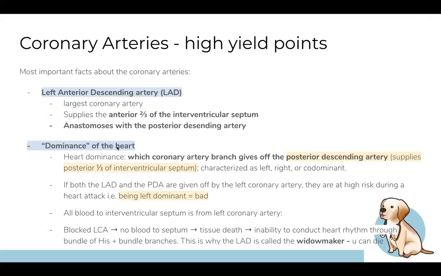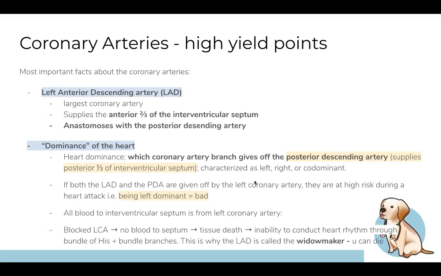So this whole concept of heart dominance is extremely important. Heart dominance is essentially which coronary artery gives off this PDA. As I mentioned, it can either come off the left or the right. So you either have left heart dominance or right heart dominance, or you can also have co-dominant. That gets a little bit confusing, so just basically go left or right heart dominance. Left or right means, does the PDA come off the left coronary artery or the right coronary artery?